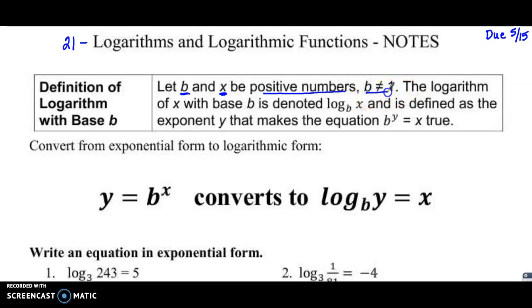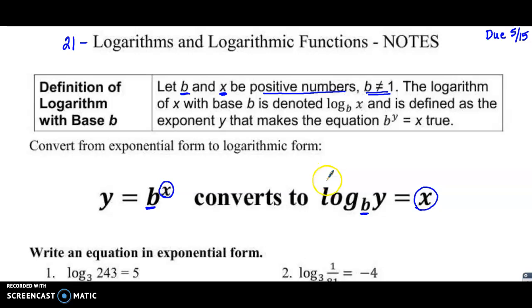And also, in addition to that, b cannot equal 1. So b can be anything but 1. And notice in our two equations we have a b and we have an x. So those are the places where you're looking for these values to be positive numbers and to not be equal to 1. Same thing when it's written as a log. You have a base and you have a number for your x. It goes on to tell us about how things can be written.